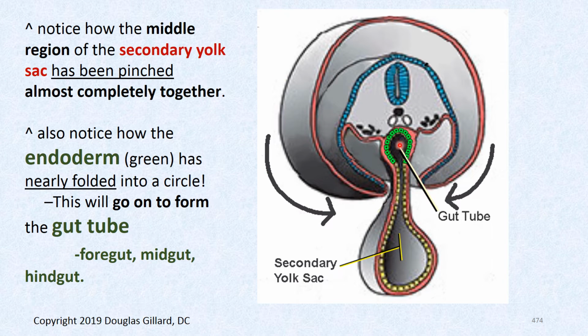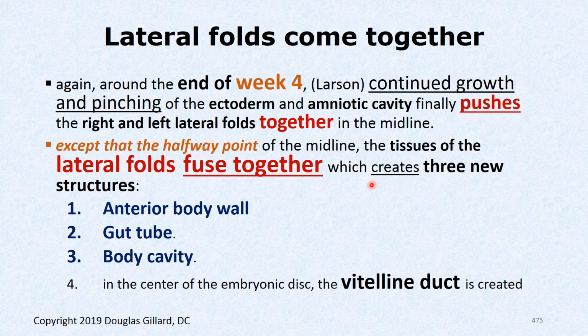So here we haven't quite come together, right? This is a huge lateral fold, but they're going to pinch this thing. They're going to come straight up together and completely fuse, and so that's what happens. At the end of week 4, the continued growth of the amniotic cavity and the players we've mentioned basically pinches together, and the right and left lateral folds literally fuse together. And as they do so, they create some new structures. They create an anterior body wall: your thorax, your abdomen, your pelvis in the front is all created by this lateral folding.